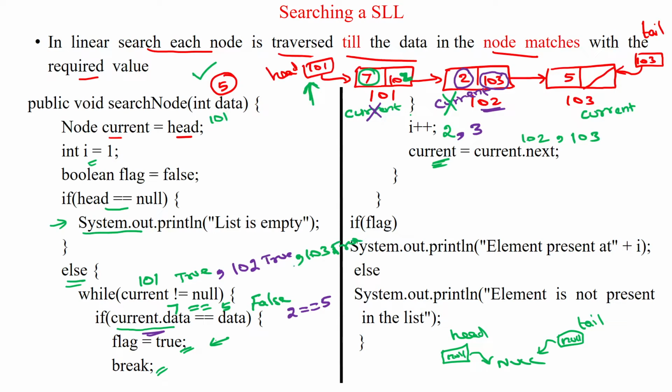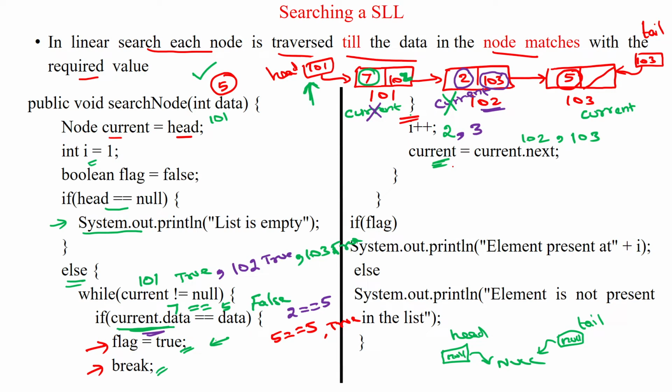When it is true, we are checking current dot data. What is the current dot data now? In iteration number 3, current dot data is 5. So 5 equal to 5, which is true. Then flag is set to true. Then we are breaking, right? So now it comes out of the if block.